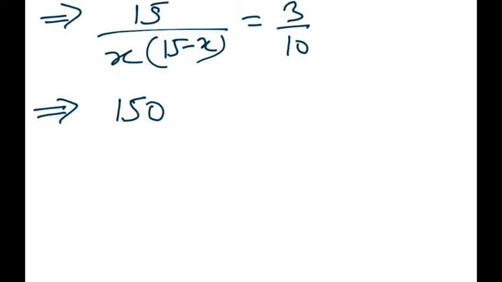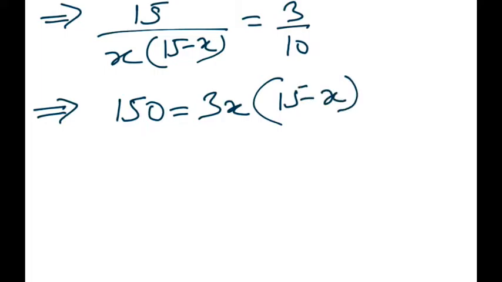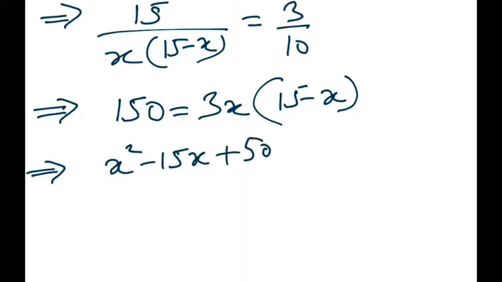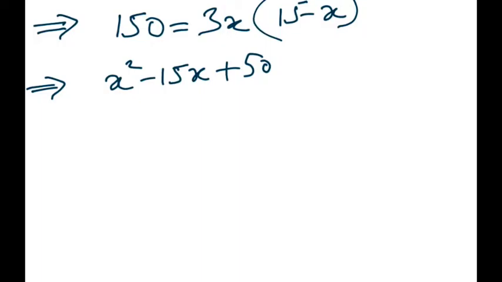Which gives you 150 equals 3x into 15 minus x, which gives you a quadratic equation x square minus 15x plus 50. Now it's your choice. You want to solve this through factorization or quadratic formula, right? If it's simple, we should go for factorization. If it's complicated, then use the quadratic formula. I think this is simple enough. We can split this into a sum of minus 10 and minus 5. So let's do that.